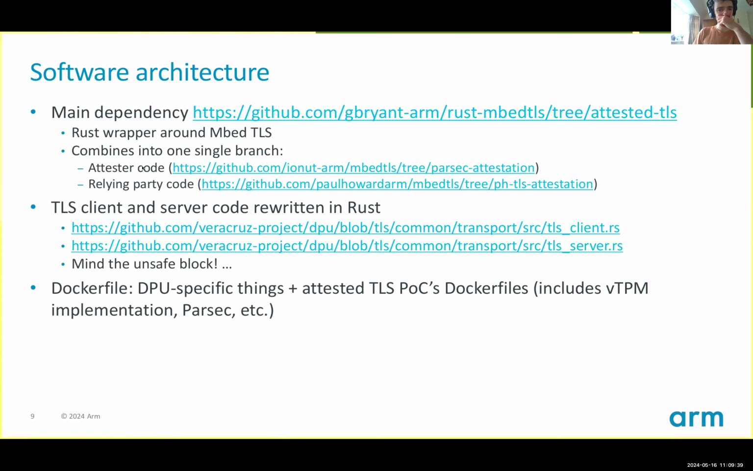Something interesting to note here is that I've used the attested TLS POC, but I'm using a Rust wrapper around mbed TLS around the POC. We're simply reusing the two branches that are made available on Unit's and Paul's GitHub, but the TLS client and server have been rewritten in Rust. So that's the big difference between what we have in the attested TLS POC.